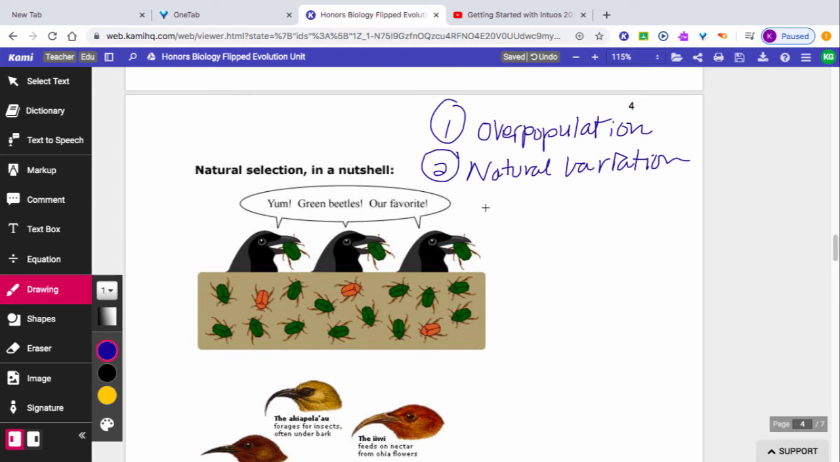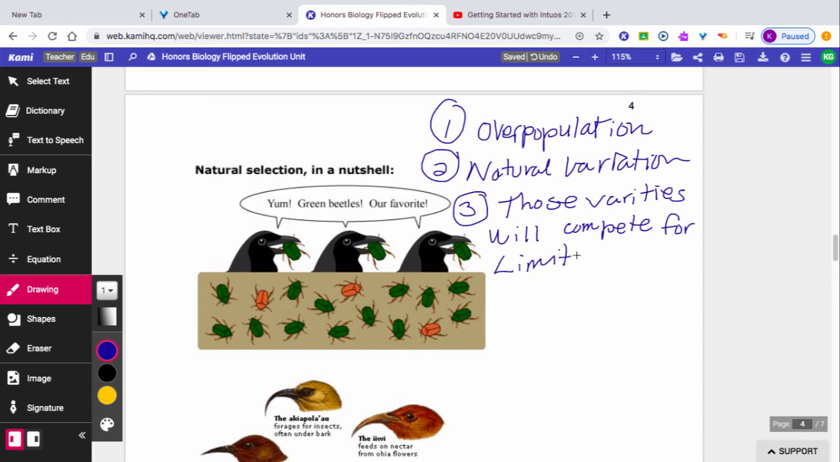But he knew that there was variation, and of those varieties, I don't think I spelled that right, but you guys get the idea. Those varieties will compete for limited resources.